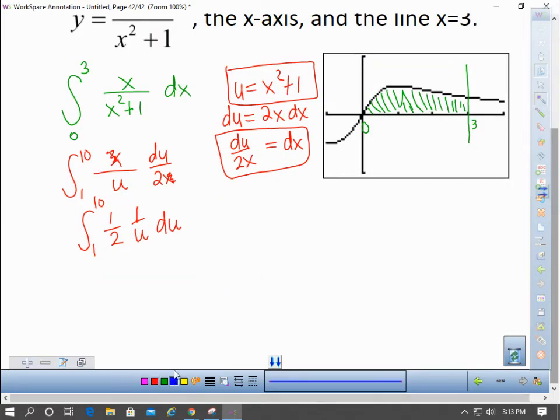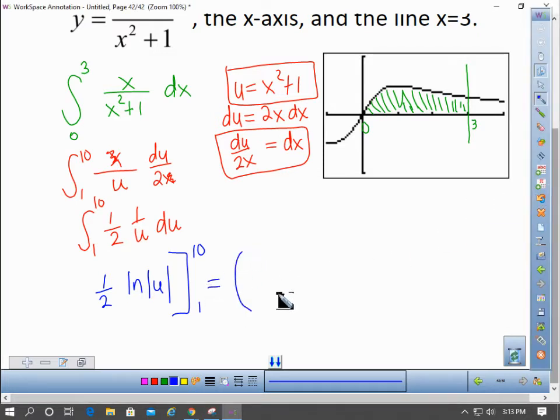All right, so let's do our antiderivative. So we keep our coefficient. The antiderivative of 1 over u is natural log of u. I don't need the plus c because now I have limits of integration going from 1 to 10. I also don't need to plug the u back in. Don't put the x squared plus 1 back in unless you go back and use these numbers 0 and 3. All right. So now I'm going to do the fundamental theorem of calculus.